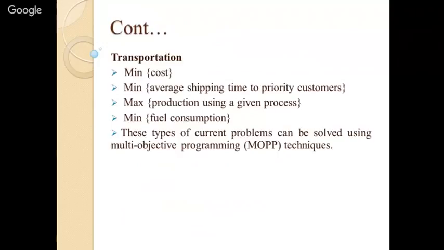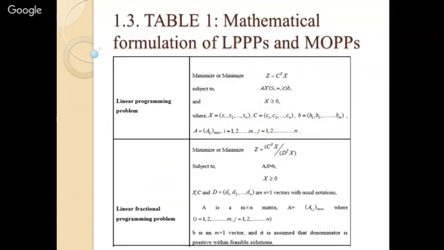right? So this transportation problem, like you want to minimize the cost, you want to minimize the average shipping time, maximize the production, and minimize the fuel consumption. Whatever they have, this objective function. And then these types of problems can be converted into multi-objectives, and then they will use different techniques. So this is the table of mathematical formulation of LPP and multi-objective.